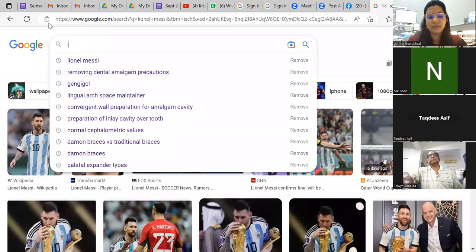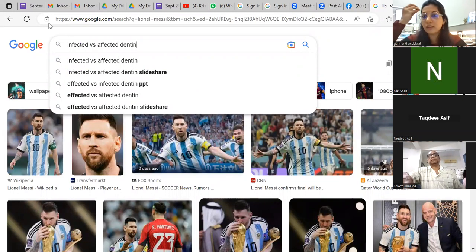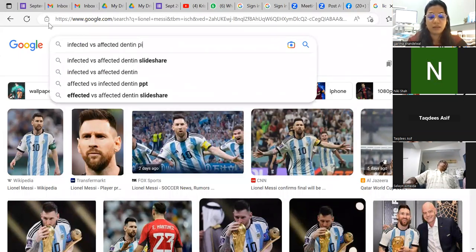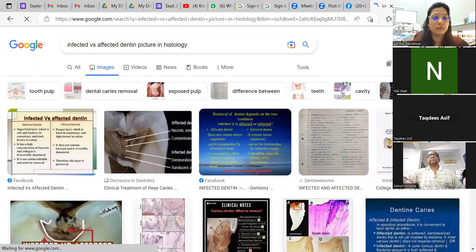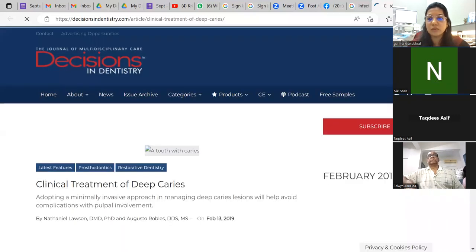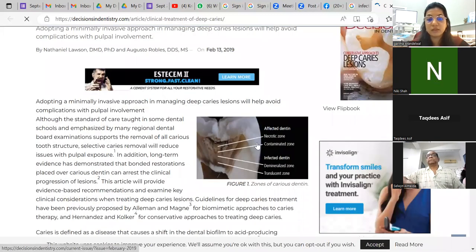So when I read a question and I read infected and affected dentin, what picture should come to my mind? Infected versus affected dentin. Because when you start to picturize something, your answers become very, very clear. Picture an electron microscope, or I should just write histology. Let's see this picture. You're understanding my point, why I'm asking you to picturize things, because it becomes very easy to answer.